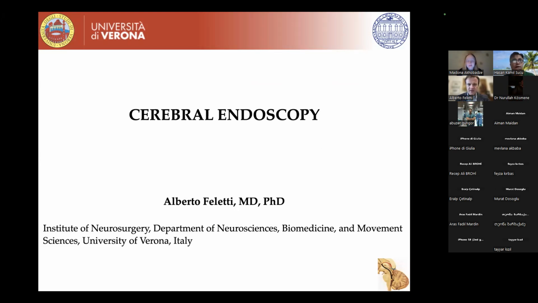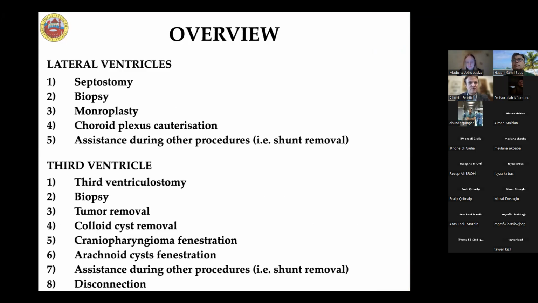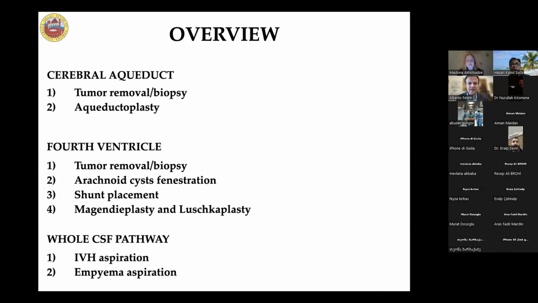I made a choice to go through these different operations that we can do with an endoscope in the ventricles or in the brain, following an anatomical scheme. I will start from the lateral ventricles to move on to the third ventricle, the cerebral aqueduct, the fourth ventricle, and also some operations that can be performed along the whole CSF pathway.